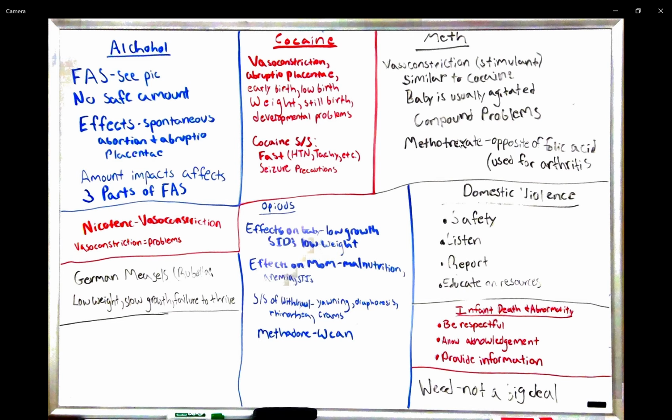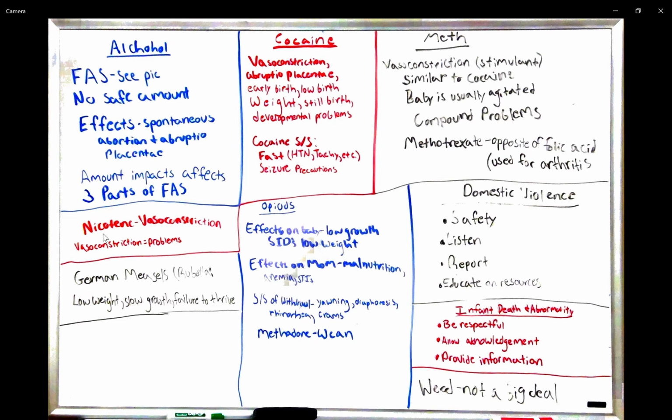It's also good to point out methotrexate has serious problems. This is not methamphetamine, it just reminded me. Methotrexate works like the opposite of folic acid. It's a treatment for arthritis. I just put it in here because it rhymes with meth. So methotrexate, do not give while pregnant.